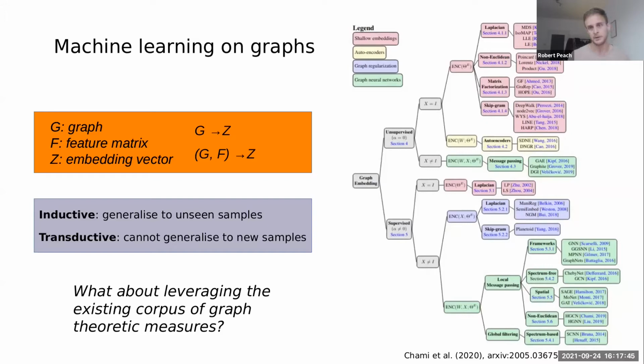And so we took a step back and we thought, well, given that there is so much literature already on graph theoretical methods, can we not just take a more feature engineering approach, or a massive feature extraction approach, where we just use the existing corpus of graph theoretic measures, and we can use that to extract information about our graphs and use that in machine learning algorithms instead. So that's what we did.